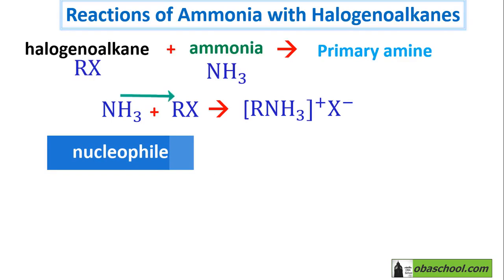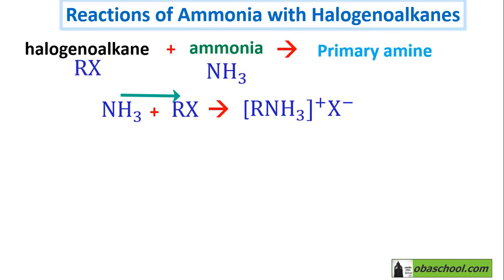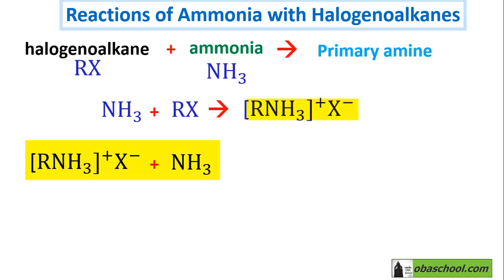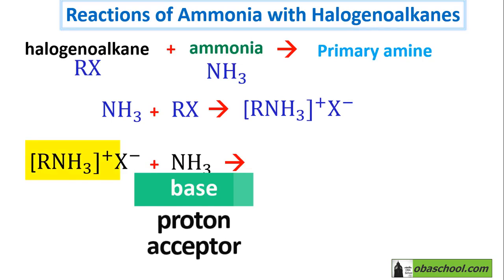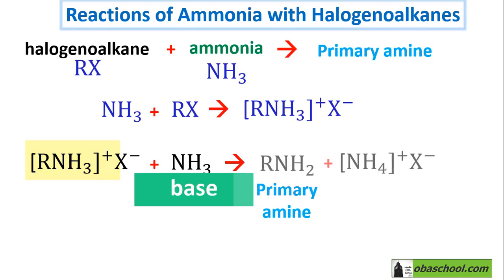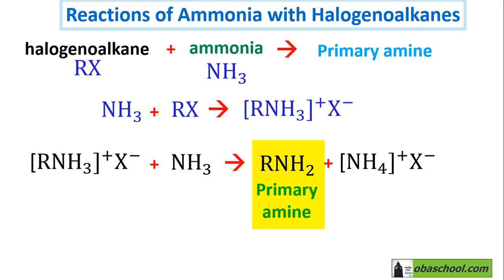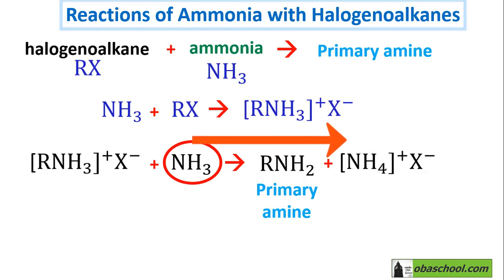So it will attack the haloalkane and attack its positive carbon atom. After that, this intermediate will react with another ammonia molecule. But in this step, this ammonia molecule is not acting as a nucleophile anymore. It is acting as a base, and we know that Bronsted-Lowry bases are proton acceptors, so it will accept a proton from the RNH3+, and this RNH3+ will become RNH2, which is our primary amine, and the ammonia acting as a base will gain the proton and will become NH4+ X-.